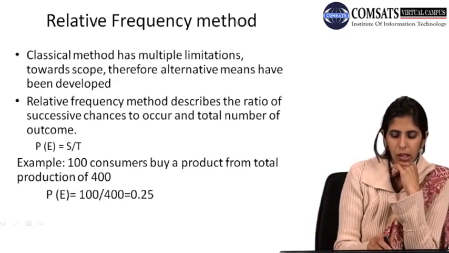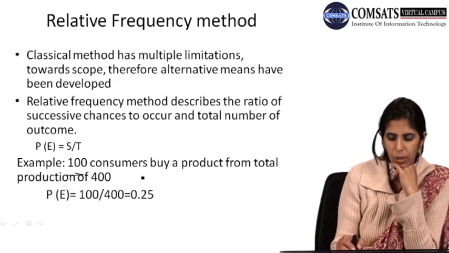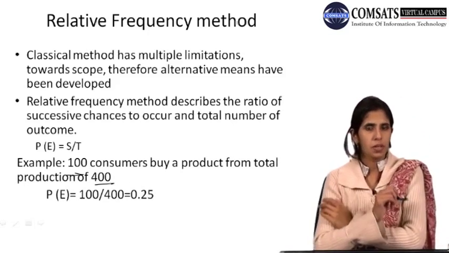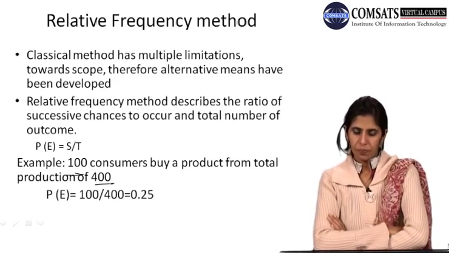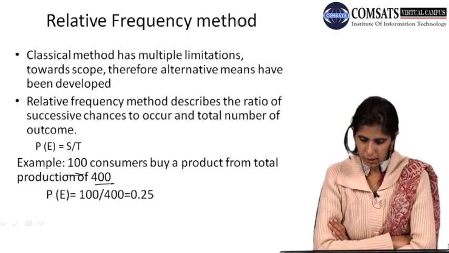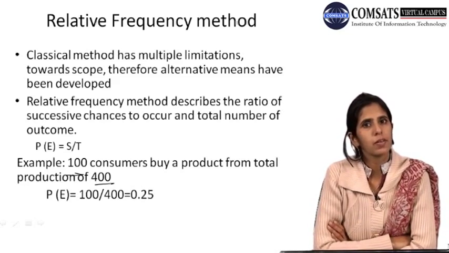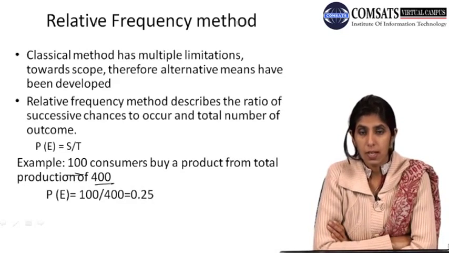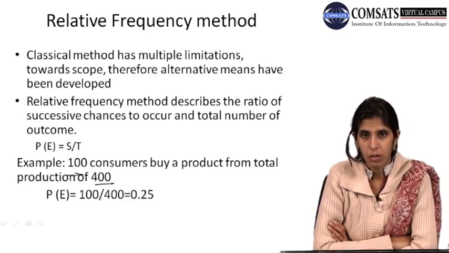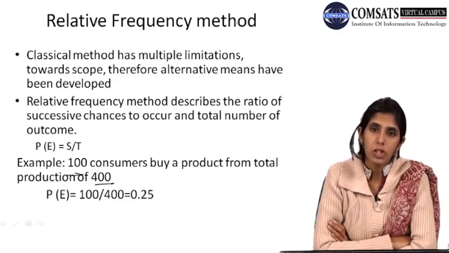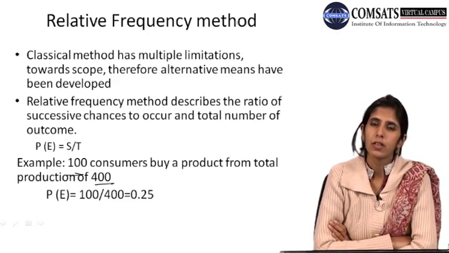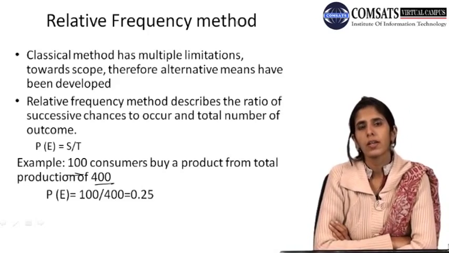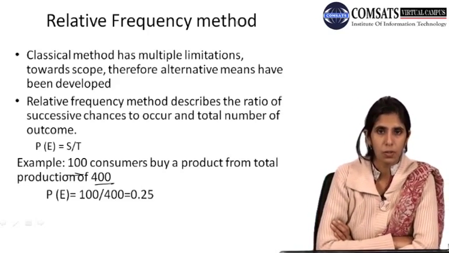For example, 100 consumers are buying a product from a total production of 400. A research has been conducted and the research shows that this particular product will be accepted in the market. So the production of 400 units was conducted. 400 is the total number of production for one product which was researched from the market, and the results showed that consumers are likely to buy this product.